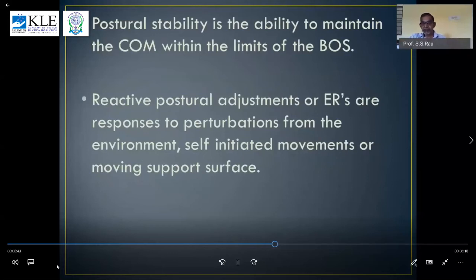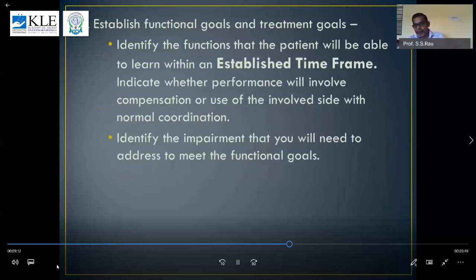Reactive postural adjustments or equilibrium reactions are responses to perturbations from the environment, self-initiated movements, or a moving support surface. Like you make a hemiplegic stand and push him to one side, or to the affected side, he probably tends to fall off. Or you have the other type of stroke patients called the pushers. They tend to push from their normal side and again they tend to fall off. So these are problems one needs to look into while evaluating.